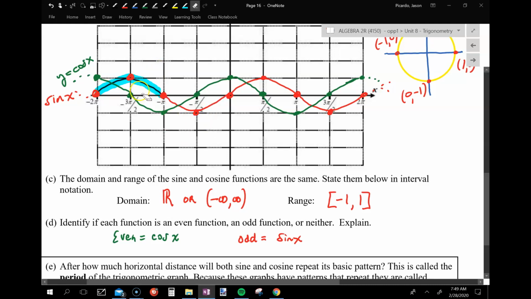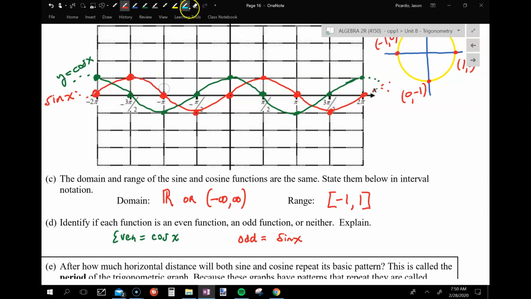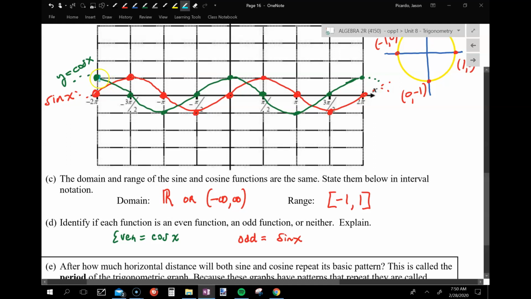Go away. Yep. Go away, blue. All right, green graph. Here we go.